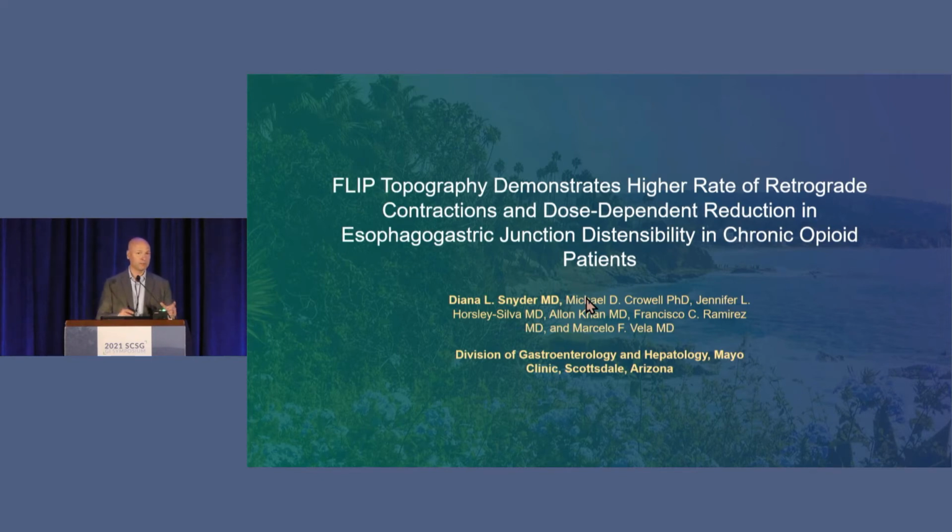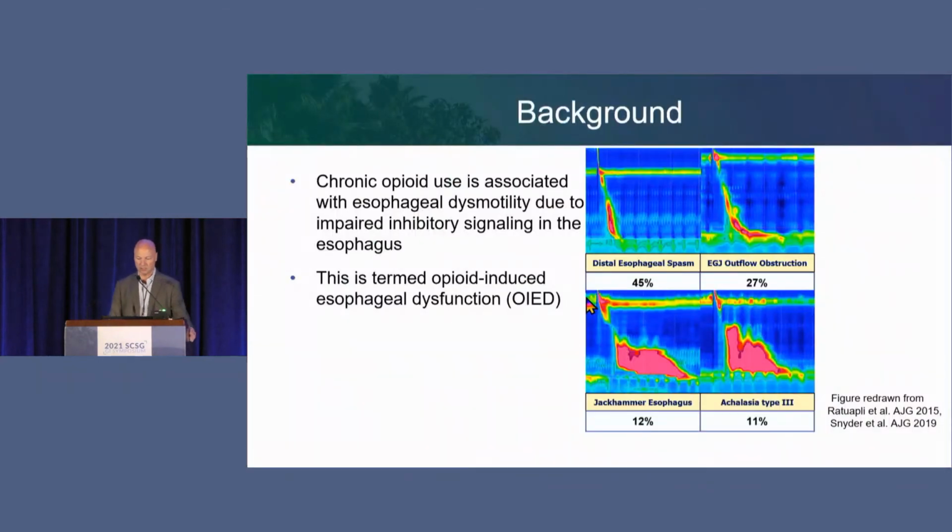Now remember, FLIP is performed while the patient is under either propofol or fentanyl and Versed. So once again, this is just looking at what their baseline opioids are in terms of outpatient oral medications and seeing what the effect may be on FLIP during an endoscopy when they're assessing their motility. So here are a couple of examples of some of the typical patterns that you may see with opioid esophagus.